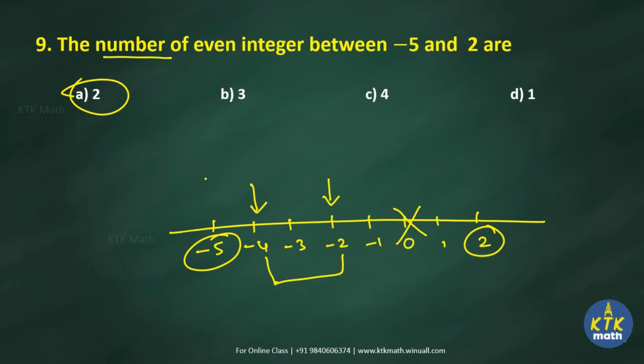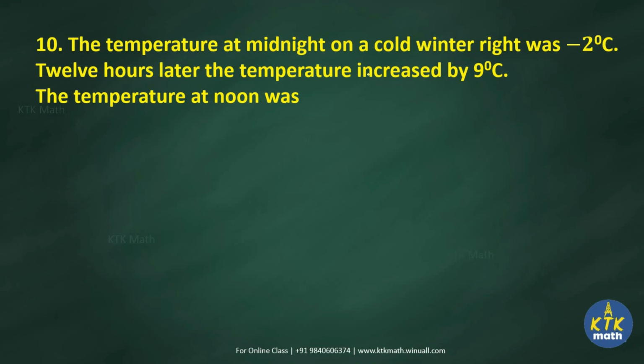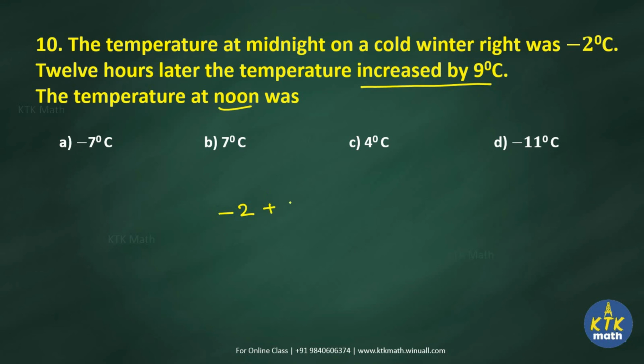Now let us move to the last question of this video. The temperature at midnight on a cold winter night was -2 degrees Celsius. 12 hours later, the temperature increased by 9 degrees Celsius. They are asking what the temperature is at noon. Okay, so initially it was -2. They are mentioning it as increased by 9. So increased by 9 means I need to add that 9 or subtract that 9? Yeah, I need to add that 9.